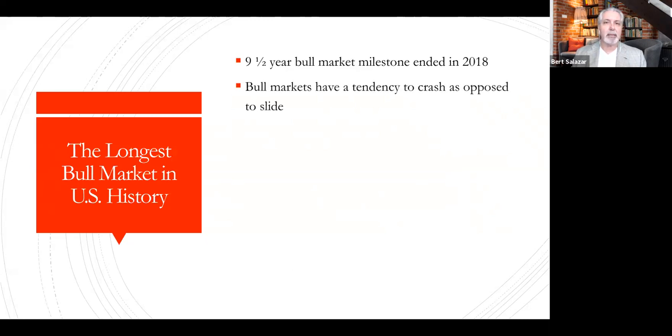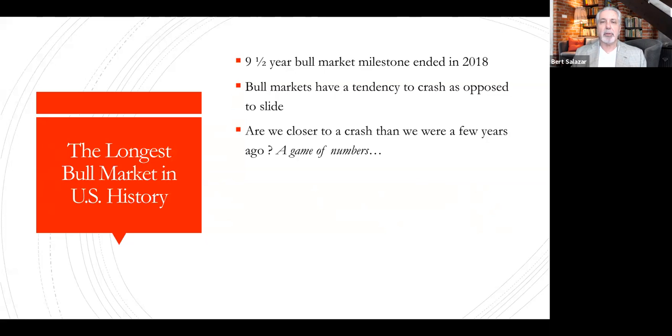Now, bull markets have a tendency to crash as opposed to slide. No one knows what's going to happen in 2019. Obviously, the market is doing fairly well right now, but we're only finishing the first quarter of 2019, and there's a lot that may happen between now and the end of the year, as it did in 2018, that caused the market to drop nearly 6%.